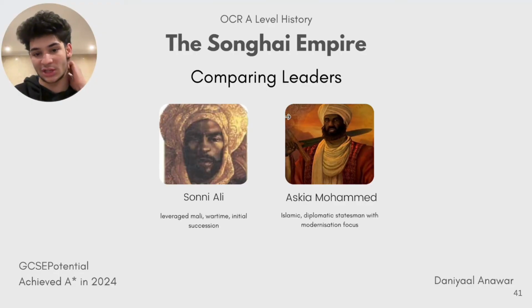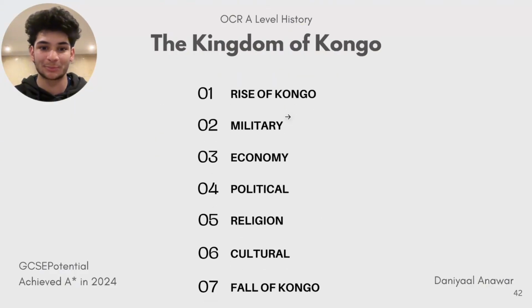Sunni Ali was more of an initial startup. Obviously, the issue with Askia was that within the Askia reign, there was a lot of conflict. Whereas the issue with Sunni was that he was a bit of a madman, and he also hated the Muslims, kind of. There was a story that goes that he didn't even know Surah Fatiha, which if you're a Muslim, you know that's kind of cooked. Yeah, there we go. That's comparing the leaders.